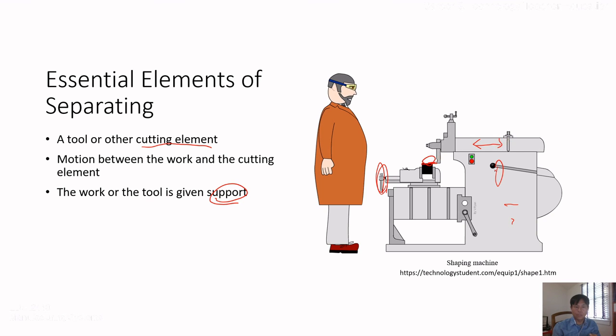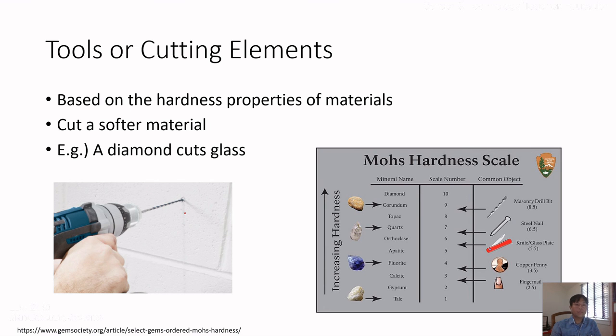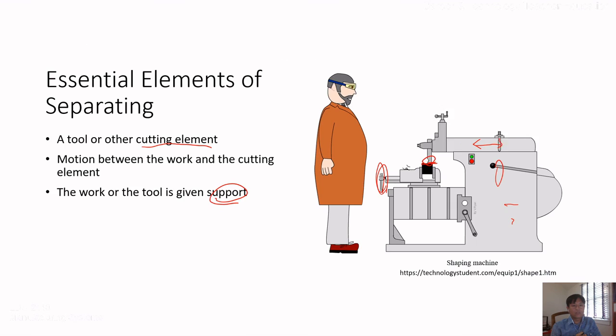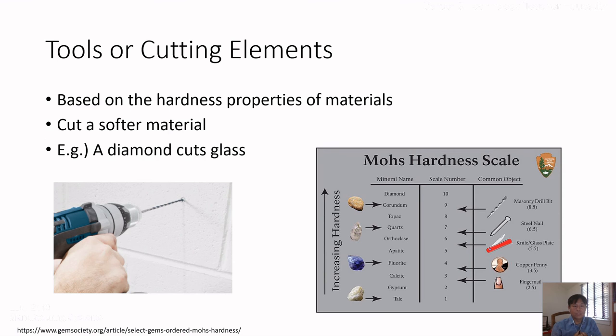So that's three elements. The first one is the tool to cut the material, the second one is motion, and the third one is that the work or tool is given support. So support should exist. Now let's look at the three elements. The first one is the tool or cutting element.